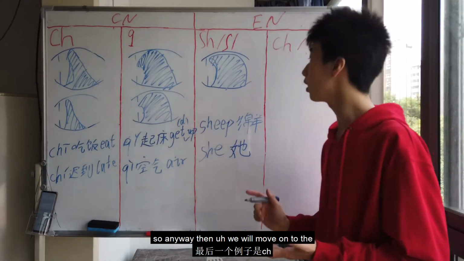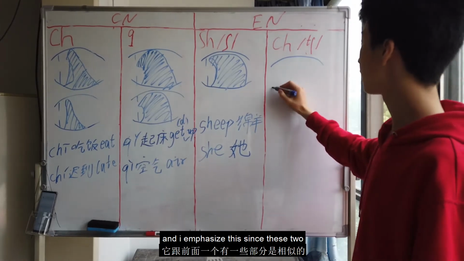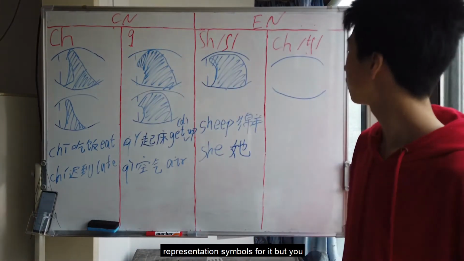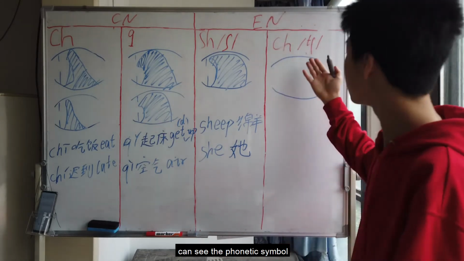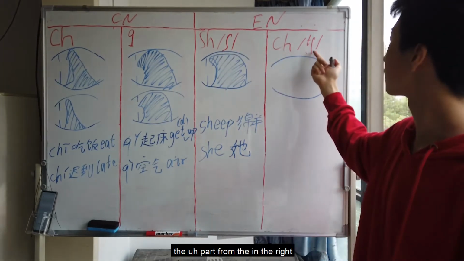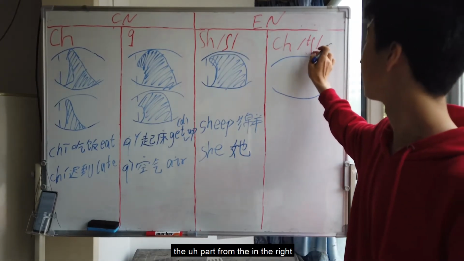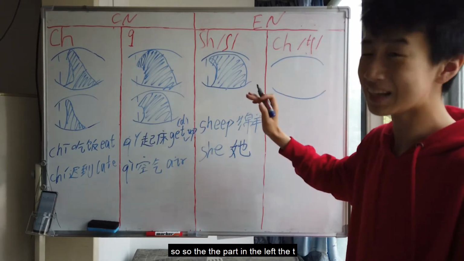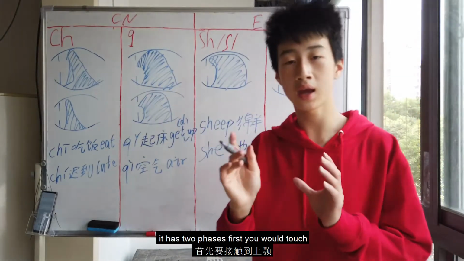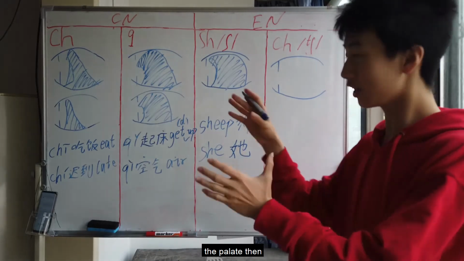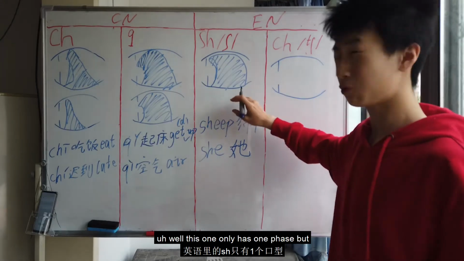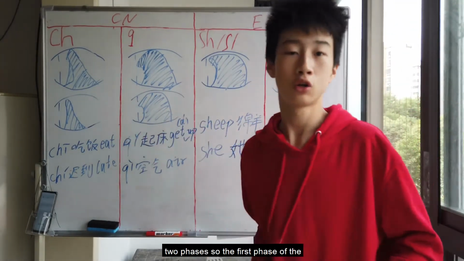So anyway, then we will move on to the last, and I emphasize this since these two have the same sort of representation symbols for it, but it's sort of different too, and you can see the phonetic symbol in the IPA is this, and this is the same as the part on the right. So the part on the left, the T, we're going to pronounce it too, like these two. It has two phases. First, you would touch the palate, then air rushes through, forming a gap and producing the sound. So this one only has one phase, but these three have two phases.